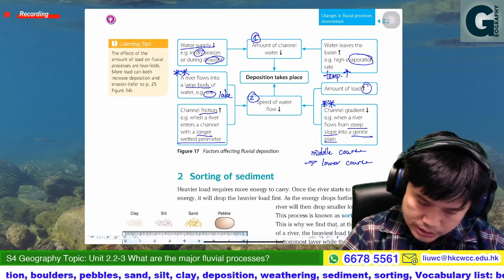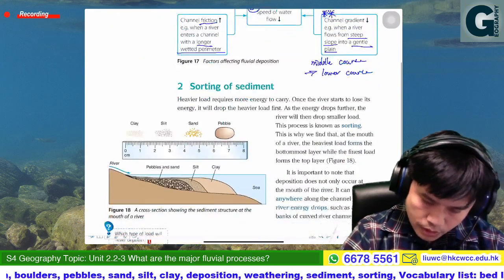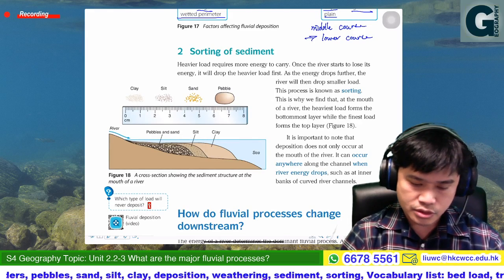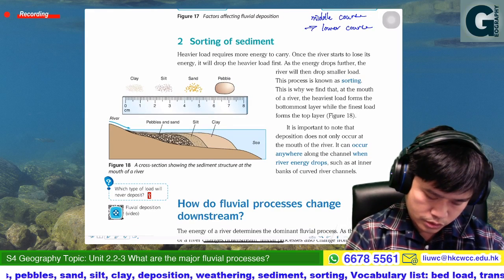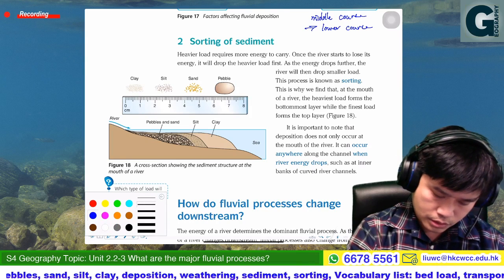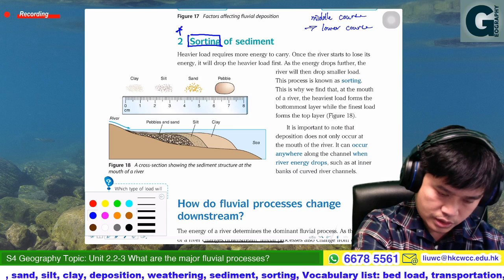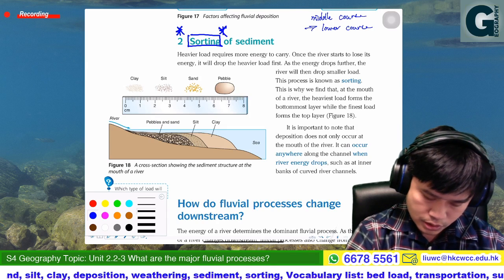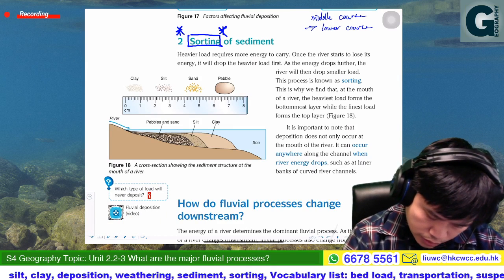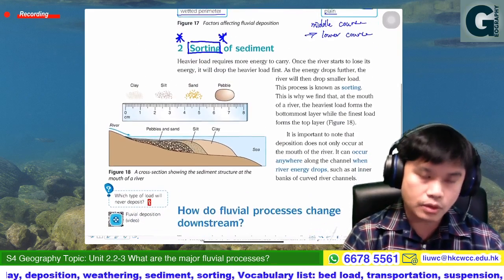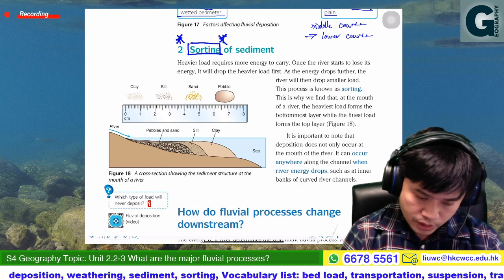Besides the factors that may affect fluvial deposition, we should talk about the process of sorting. Mark a star for that one. Sorting, in Chinese we would call it 分選作用. It is necessary for you to memorize this.